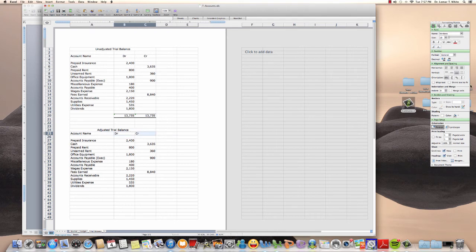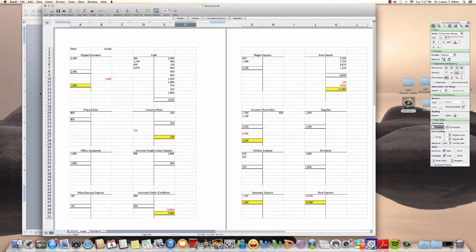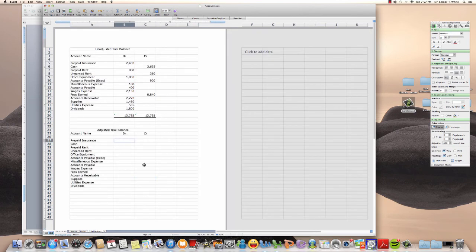Now, even though I copied these balances, I'm going to erase them because these balances are not all correct. I'm going to go back and look at the new balances. So, back to my ledger. My prepaid insurance now has a balance of $1,000, so I'm going to do a debit of $1,000 in my adjusted trial balance.